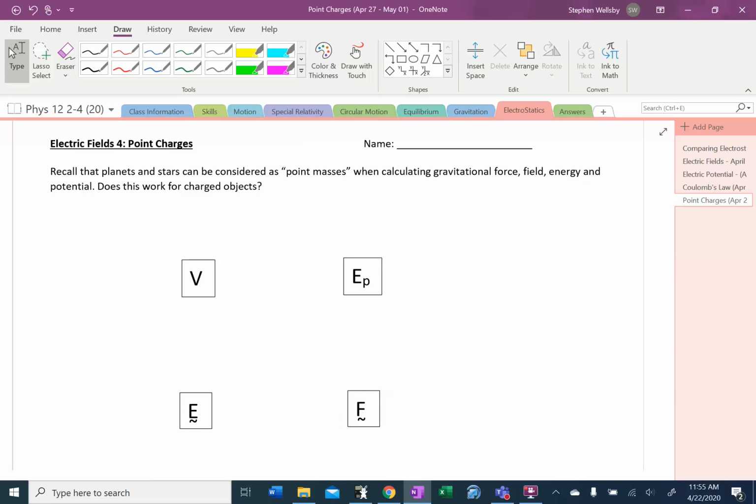So, if you recall, when we dealt with planets and stars, remember that we didn't need to think about where the surface of the sun was or where all the mass was located. When we were calculating force, field, energy, potential, all that stuff, we just had to consider a star as being a point mass. And the question is, can we do that for charged objects as well? And the answer is yes, we can.